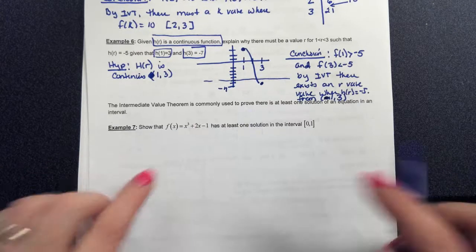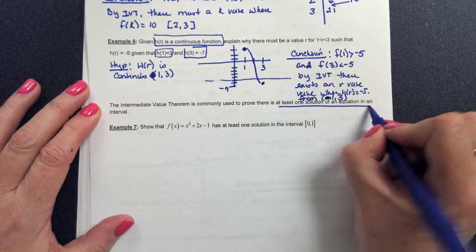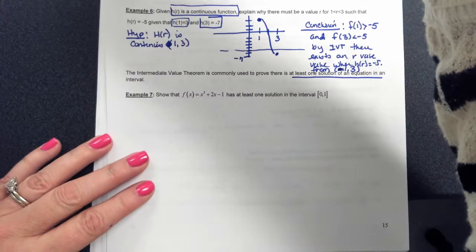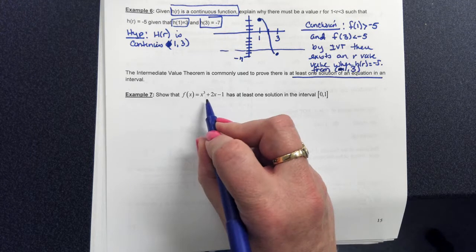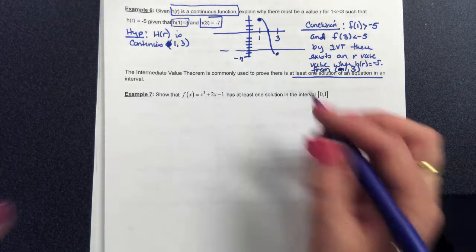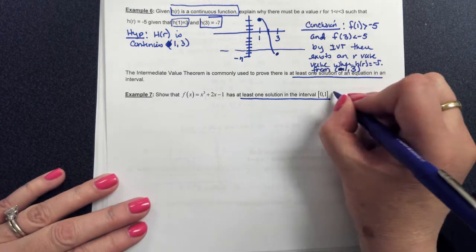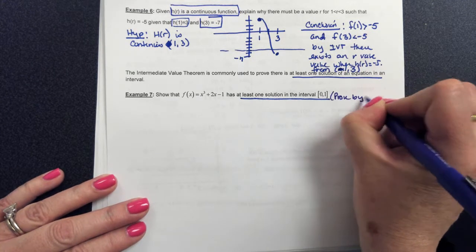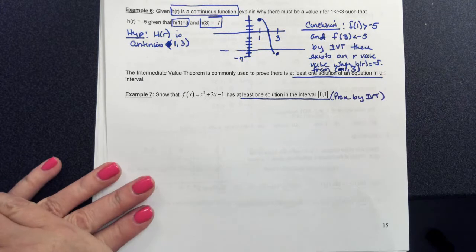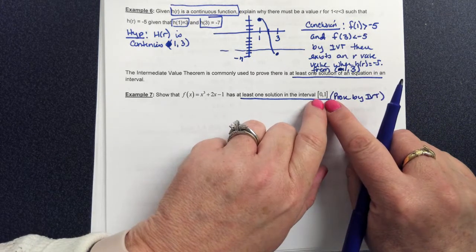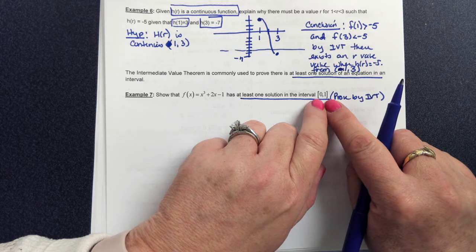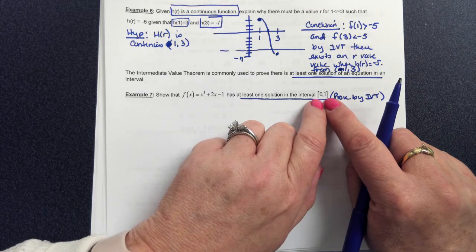Last example. Sometimes you can use the IVT to prove you have a solution in a particular interval. So show that f of x equals x to the third plus 2x minus 1 has at least one solution in your interval. They're not specifically asking you to use the IVT, they're asking you to show, which means you can prove it. You are proving it by your IVT. And they're giving you the interval. So they're saying that we have at least one solution between 0 and 1.